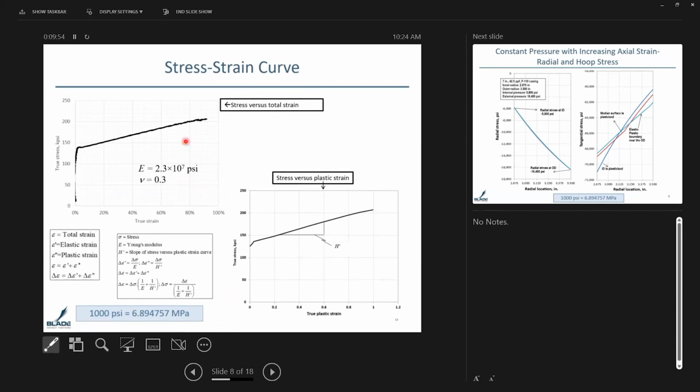So here is the stress-strain curve of a typical oil and gas casing steel. By the way, I apologize. I've used field units, oilfield units, but here are the conversions. So we are talking of about 120 kilo psi. And here is the hardening curve, true plastic strain versus true stress. And the slope of this is what is going to drive the plastic response.